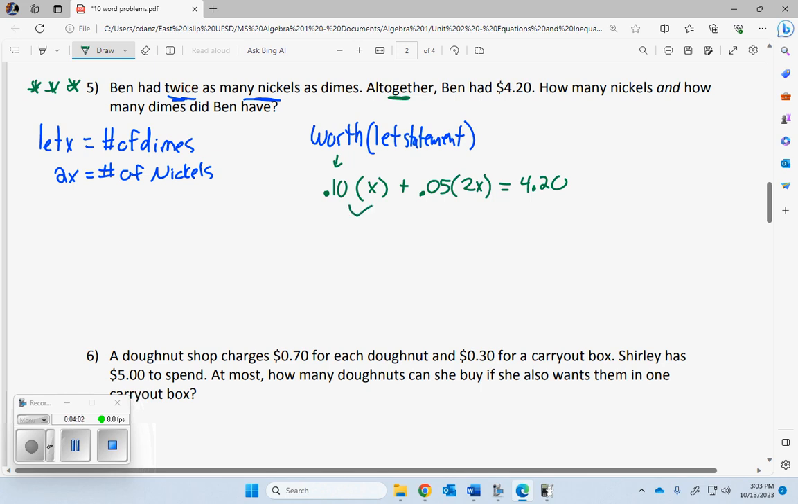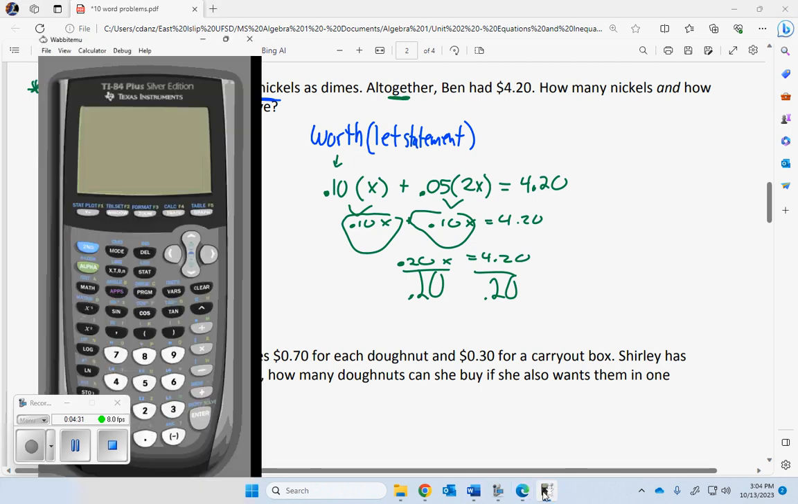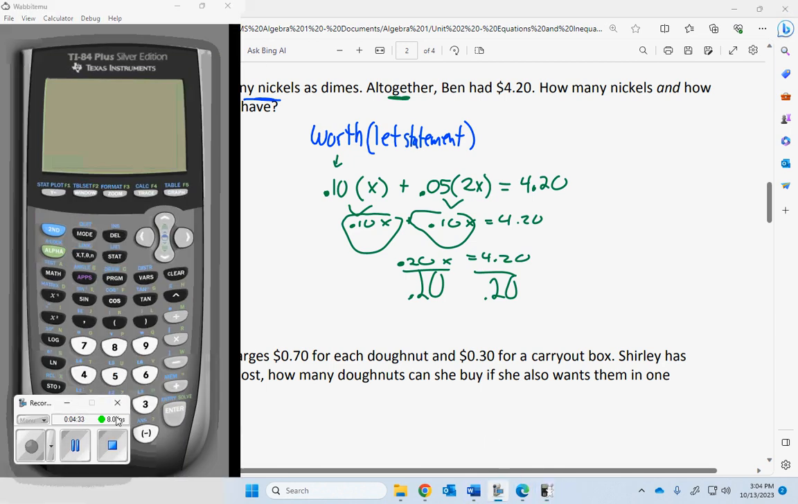So let's simplify this. This is just 0.10x. And if I simplify this, 0.05 times 2, that's also 0.10x. Combine these like terms. That's 0.20x equals $4.20. Divide both sides by 0.20. And what is $4.20 divided by 0.20? You could always use your calculator if you need it.